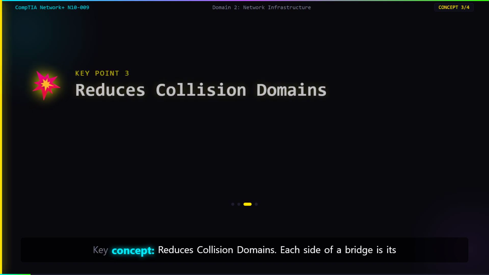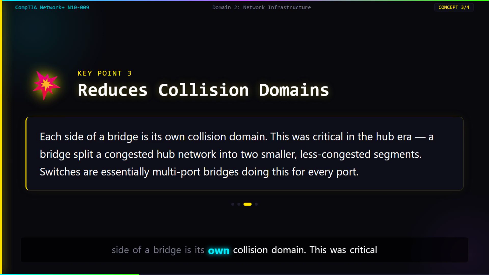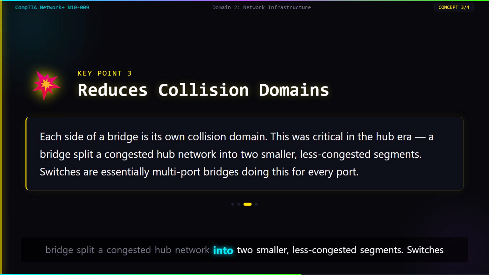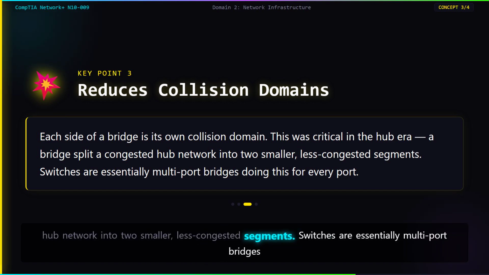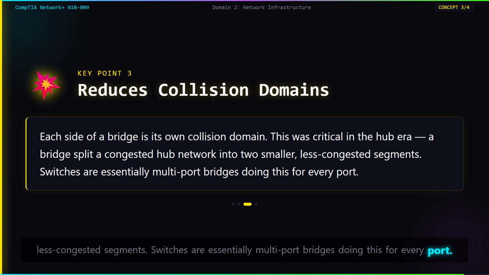Key concept: reduces collision domains. Each side of a bridge is its own collision domain. This was critical in the hub era. A bridge split a congested hub network into two smaller, less congested segments. Switches are essentially multi-port bridges doing this for every port.